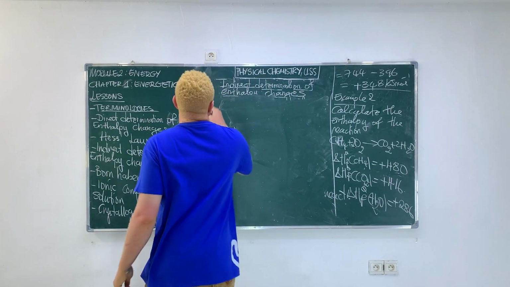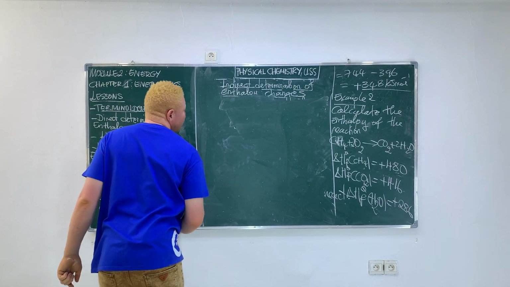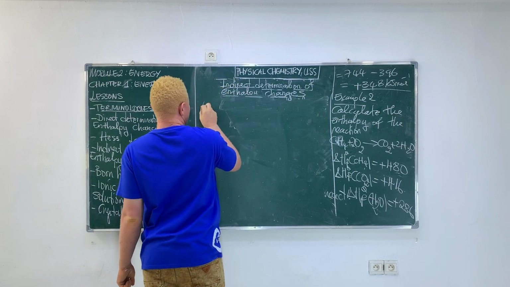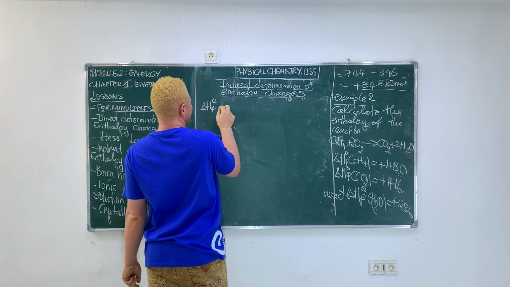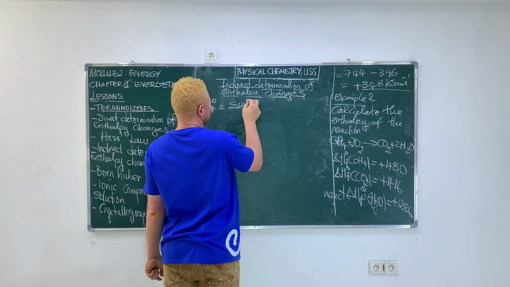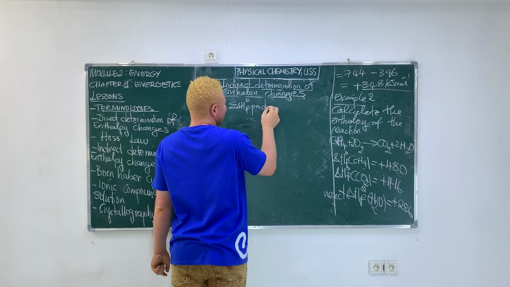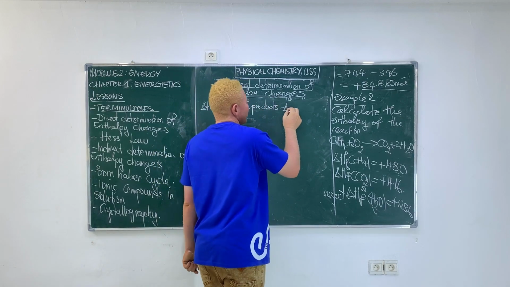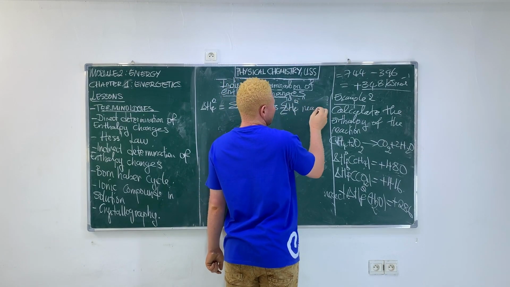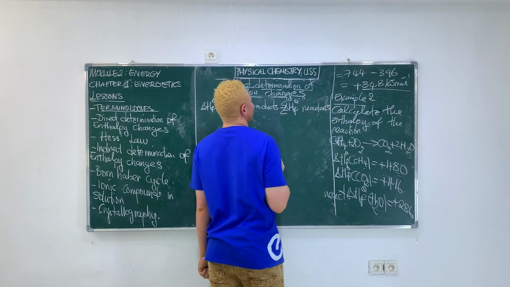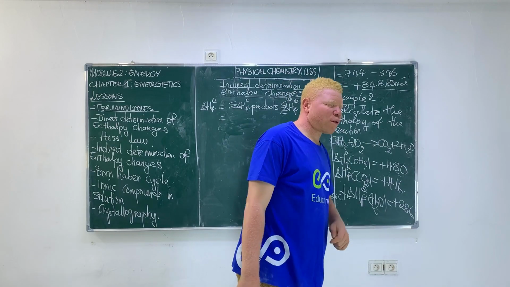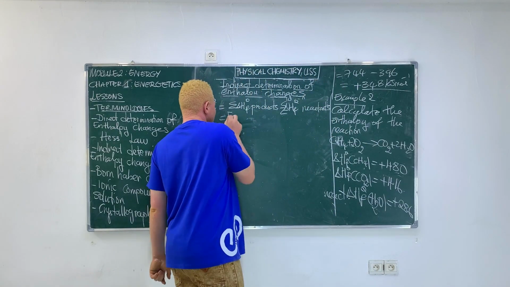Delta H of reaction equals summation of the enthalpy of formation of the products minus the summation of the enthalpy of formation of the reactants. The products in this case are CO2 and water. So you have to use brackets.